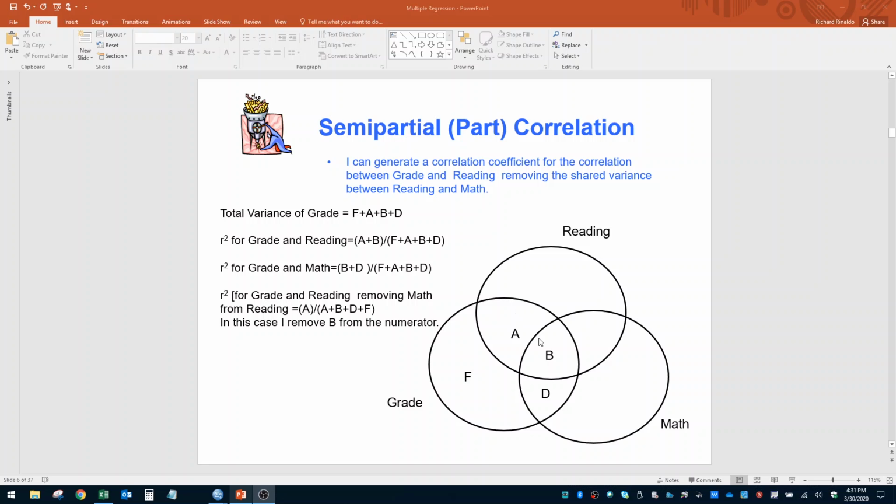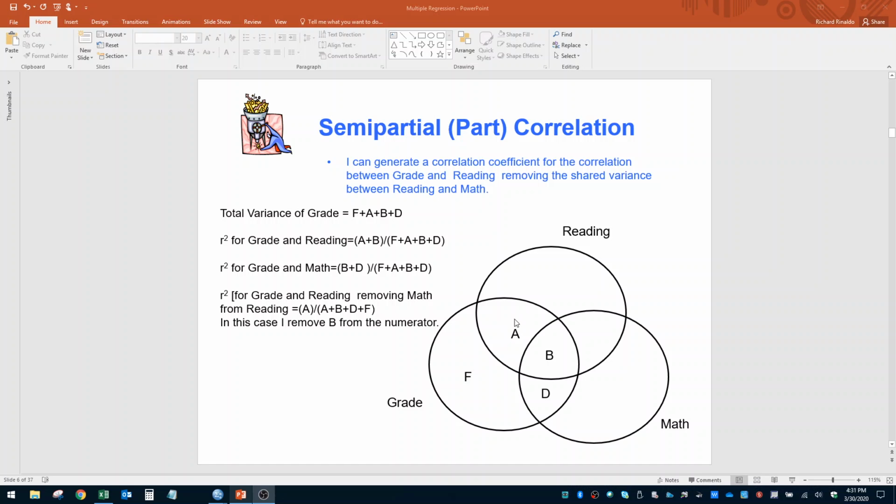A and B represent the overlap between reading and grade. So that would be my shared variance. That would essentially be my R squared between grade and reading. The R squared between grade and math is the B and D added together. So my B and D over the total sums of squares for grade represents the shared variance between grade and math. My problem is, what do I do with the B?